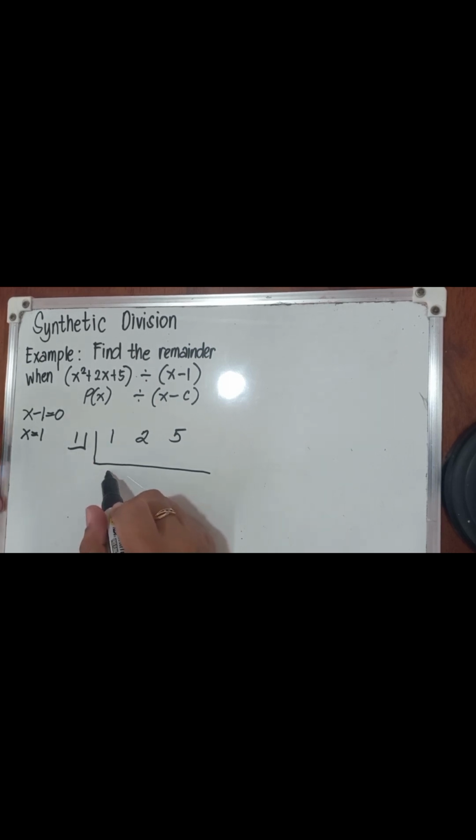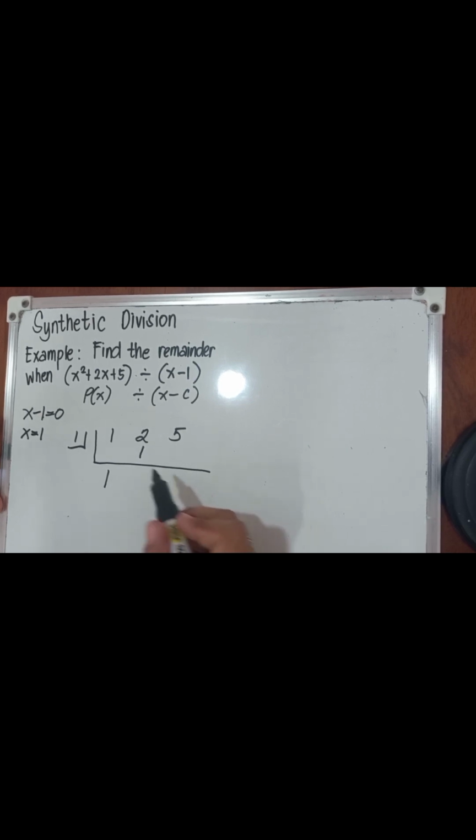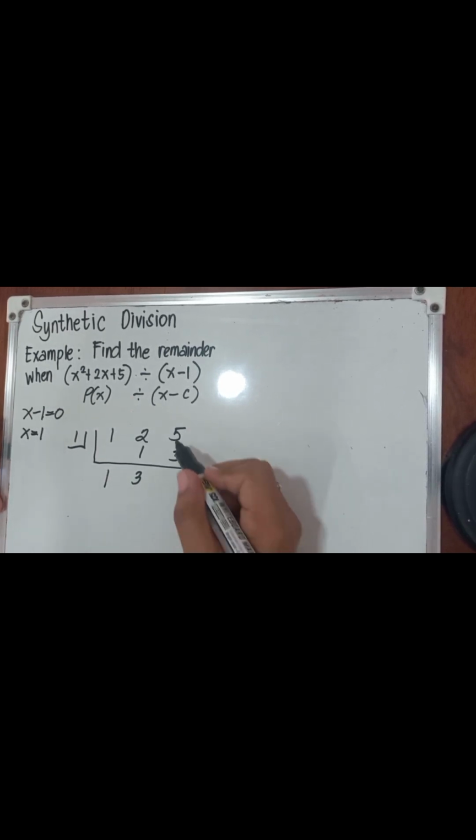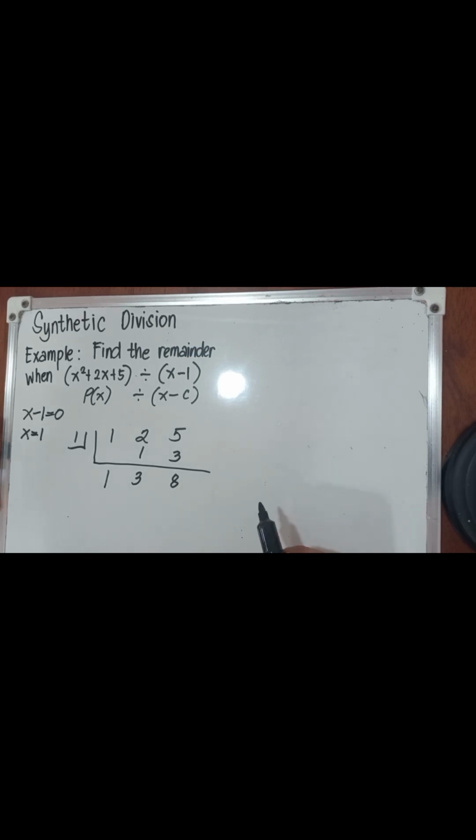First step is to bring down 1, and then 1 times 1 is 1. Then add 2 plus 1, that is 3. And then 3 times 1 is 3. And then 5 plus 3 is 8. Therefore, our remainder is equal to 8.